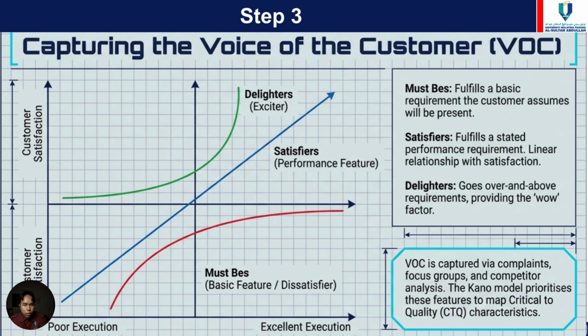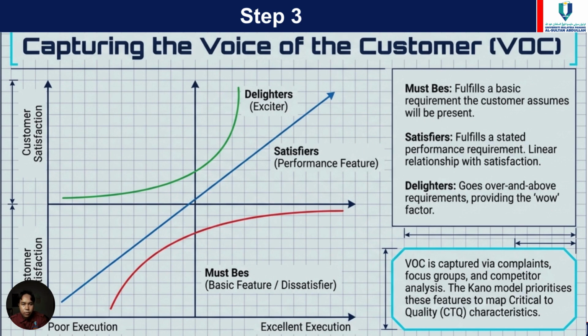So how do we capture the voice of the customer, which is VOC? This is the chart for VOC performance, which on the y-axis we measure by customer satisfaction and dissatisfaction, and the x-axis we measure by execution. To the right is excellent execution, and to the left is poor execution.